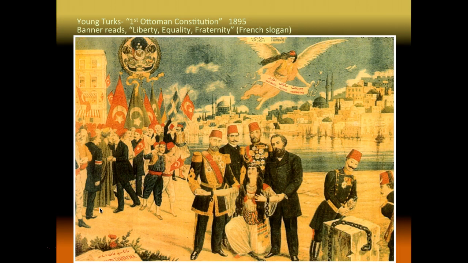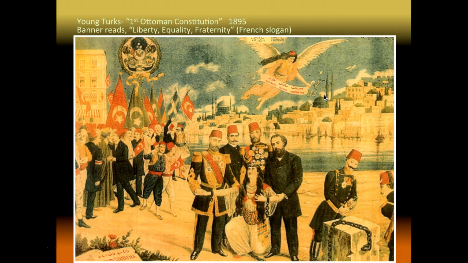This image shows the Young Turks, and kind of represents the first Ottoman constitution, which was created in 1895. And the banner up here reads "Liberty, Equality, and Fraternity," which is a French slogan. And what do we see here? There's an angel figure, first of all, who is holding up this wonderful slogan, "Liberty, Equality, and Fraternity."